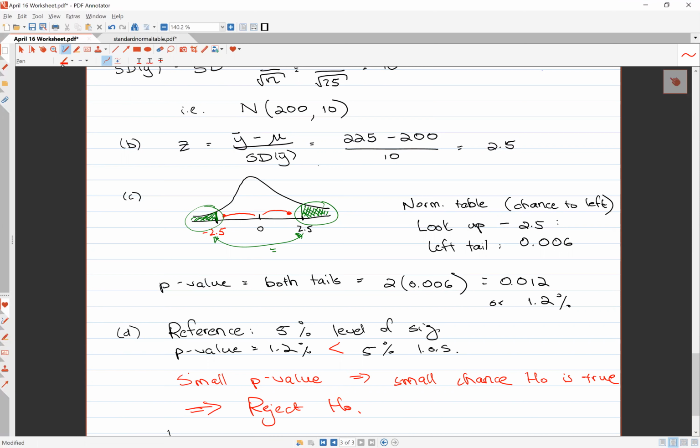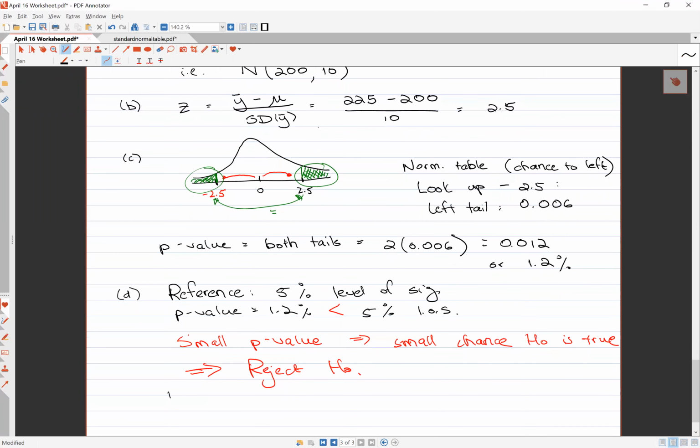Then you'll see part E again asks for an interpretation in the context of the problem. Rejecting the null hypothesis means that our sample evidence suggests the mean is no longer 200 words per minute. Using this curriculum results in a change to the average reading speed.